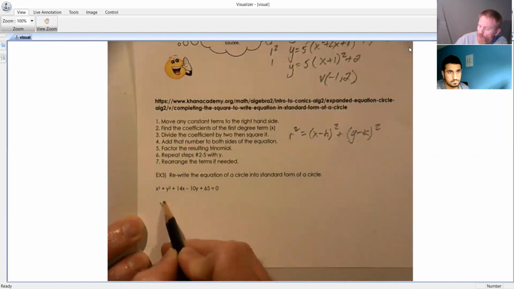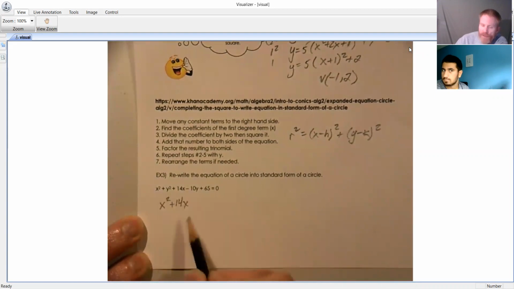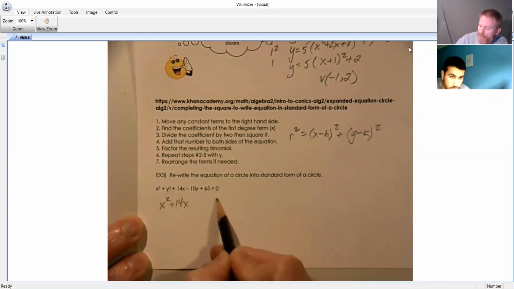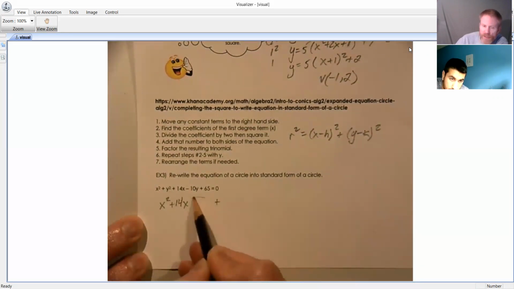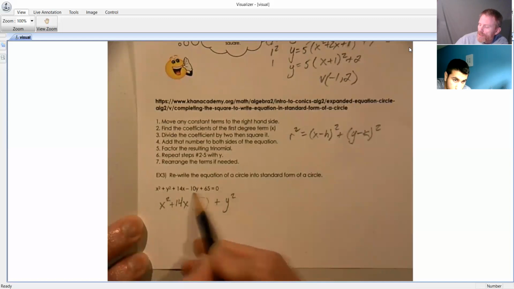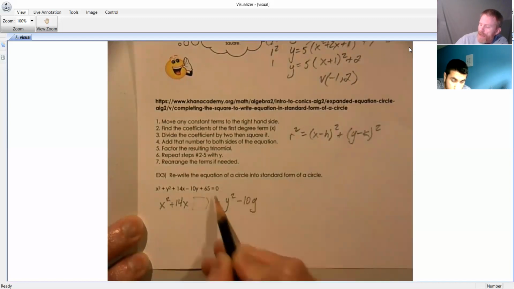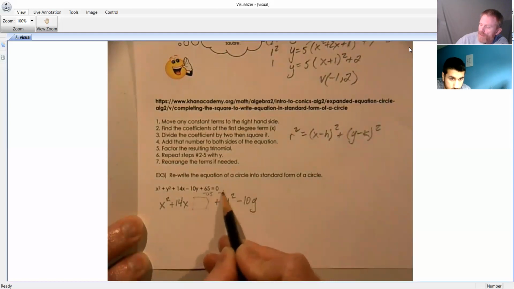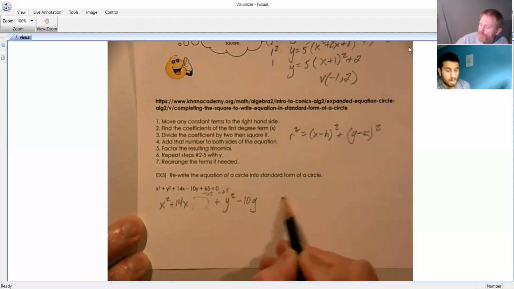So we would want to organize our x values together. We have an x squared and we have an x. So keep those numbers near each other. Leave a space like we always do for the c term. Then you put in your y squared and your y term, and we will subtract the 65 to the opposite side of our equal sign.